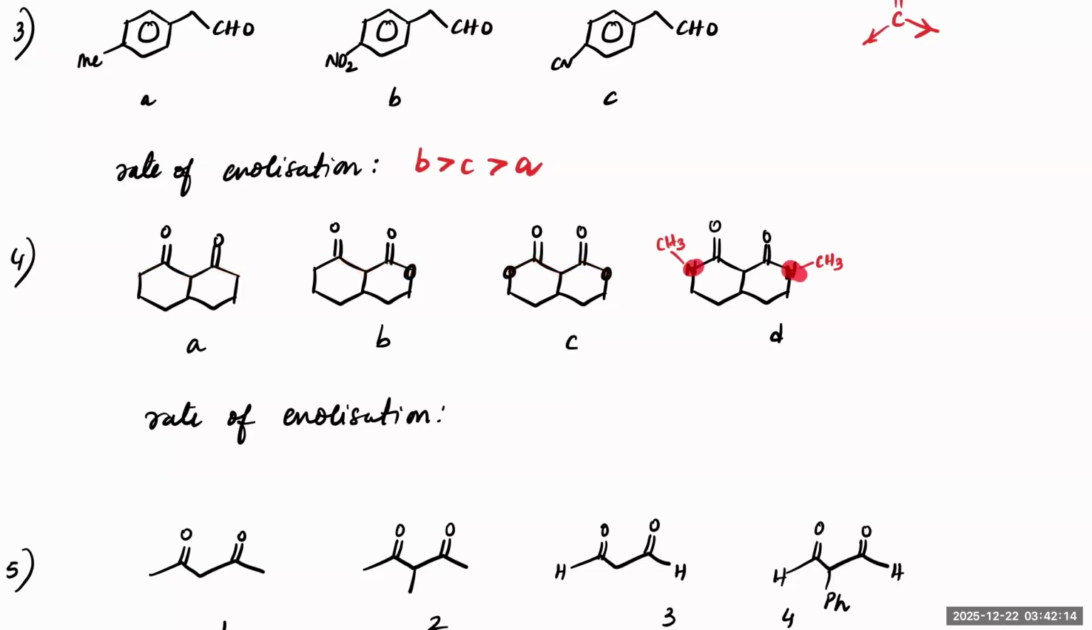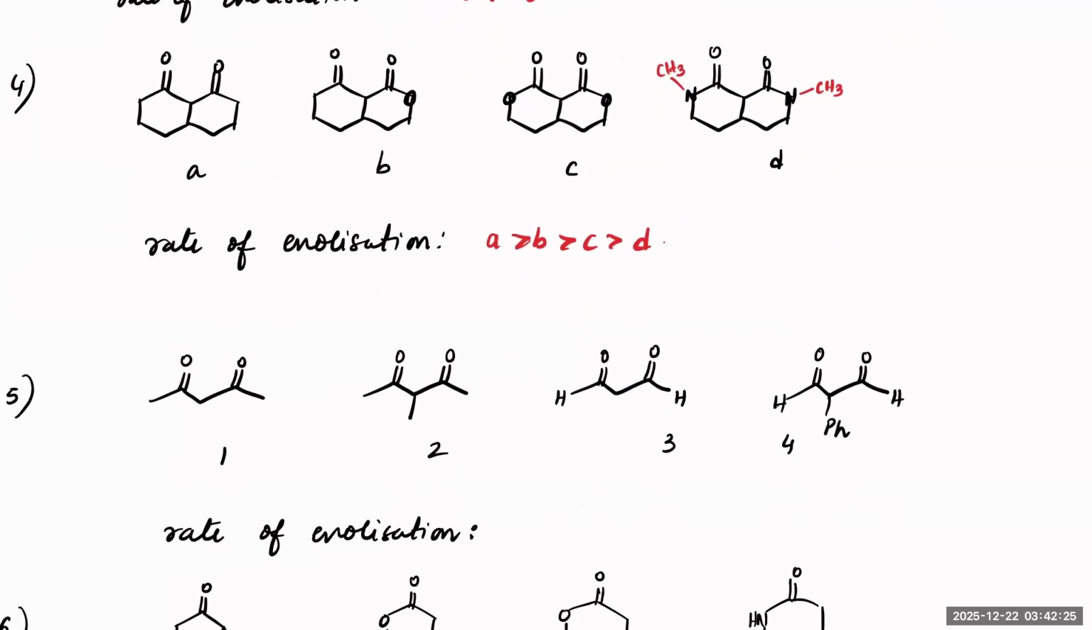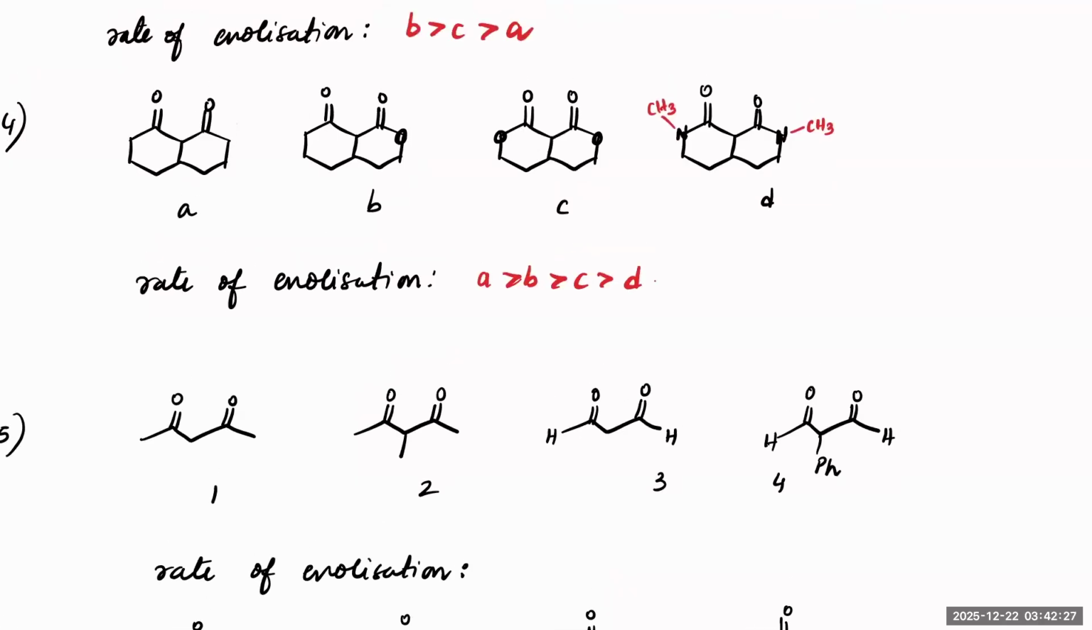Here both sides we have nitrogen. So see, nitrogen is a much stronger donating group. Hence the order will be A greater than B greater than C greater than D. Okay.